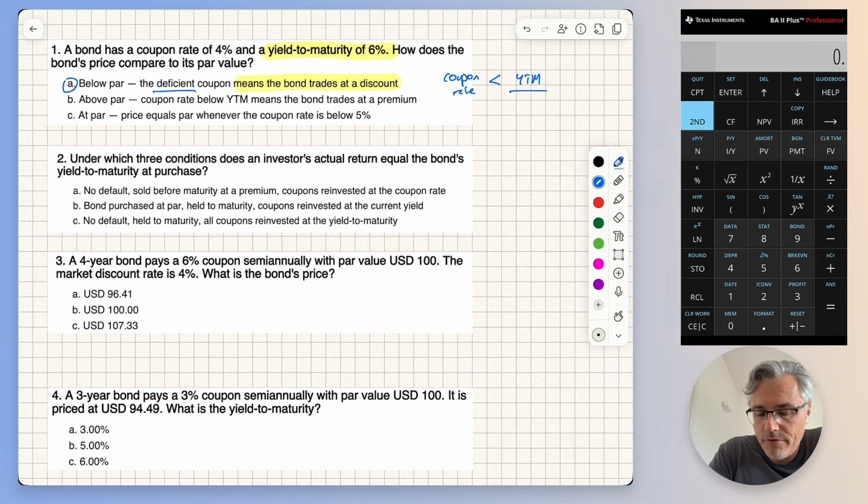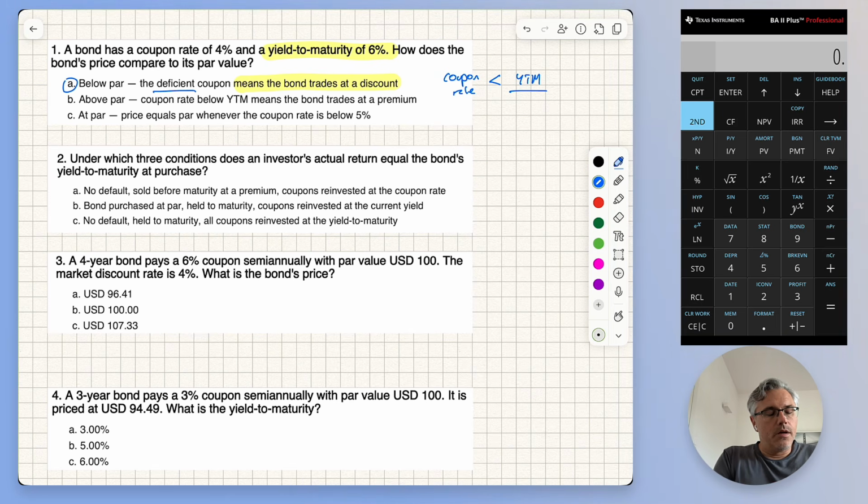Number 2, under which 3 conditions does an investor's actual return equal the bond's yield to maturity at purchase? So this goes back to a theme which may be tested in the exam theoretically, namely the fact that the yield to maturity is very much the same thing as the so-called internal rate of return, and you need to know the 3 conditions necessary for the investor to realize a return equal to the IRR, the internal rate of return, or in the case of the bonds, the yield to maturity.